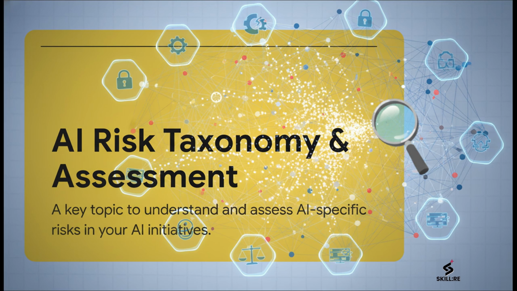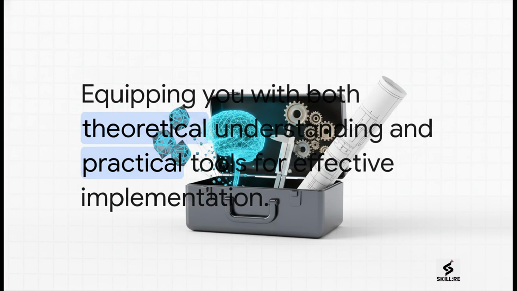Really, AI risk taxonomy and assessment is just a structured way of thinking. It's about systematically asking, what could go wrong here? Then you put those risks into logical buckets, and you figure out just how serious they really are. The whole point is to be proactive, not reactive. Now, our goal here isn't just to talk theory. The whole point of this explainer is to hand you a complete toolkit. We're talking both the core ideas and the practical frameworks you can use to start calibrating your own judgment and making smarter AI decisions, like tomorrow.